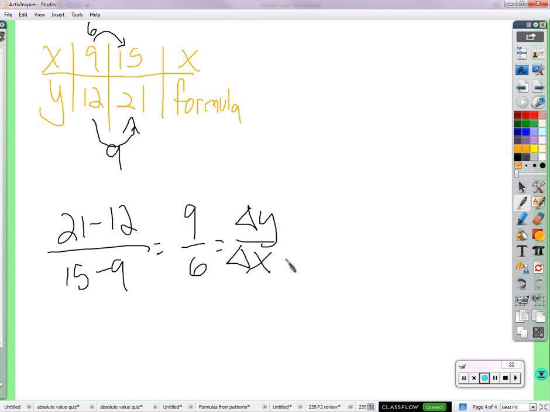All together, 9 over 6 is the answer you tried to give me a minute ago. The rate of change. So the rate at which y is changing compared to x is 9 over 6. Or you can simplify it. 9 over 6 can simplify to what fraction? 3 over 2. We could write it as 1.5, but we'll soon abandon that for the fraction because it's conventional.